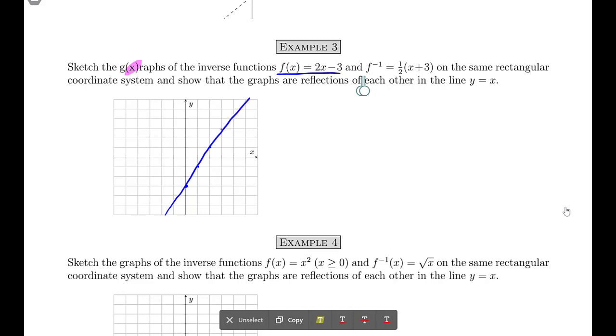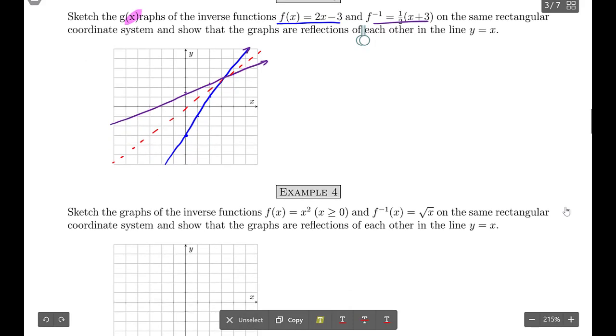And then for our inverse function, it's 1/2 x plus 3. So again, in this case, our y-intercept is 1.5, and our slope is 1/2. So that's up 1 over 2, up 1 over 2, and we're going to get this graph right here. And if we wanted to verify that, the line y equals x looks like this. So that is a reflection about the line y equals x. We've just taken the graph of f, which is in blue. If we flip it over that red dotted line, it does in fact line up to be the purple graph.